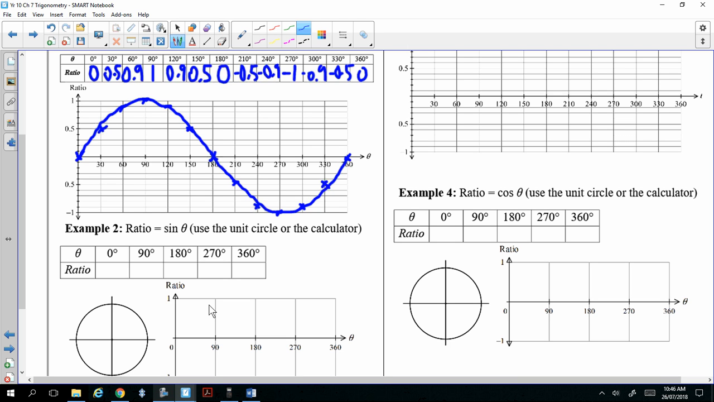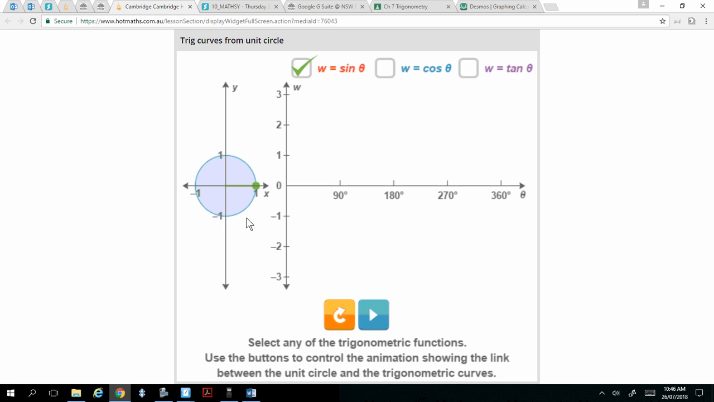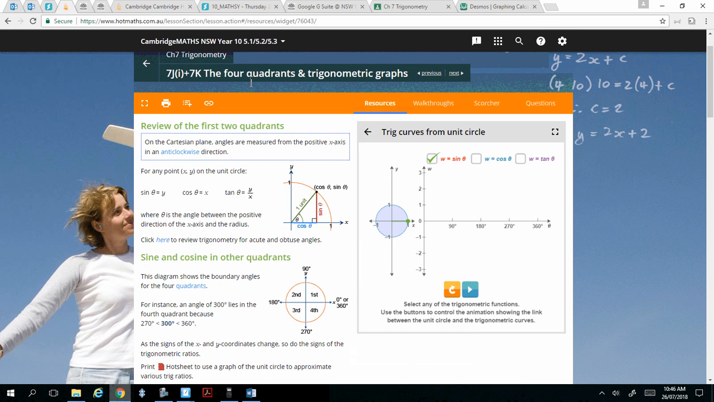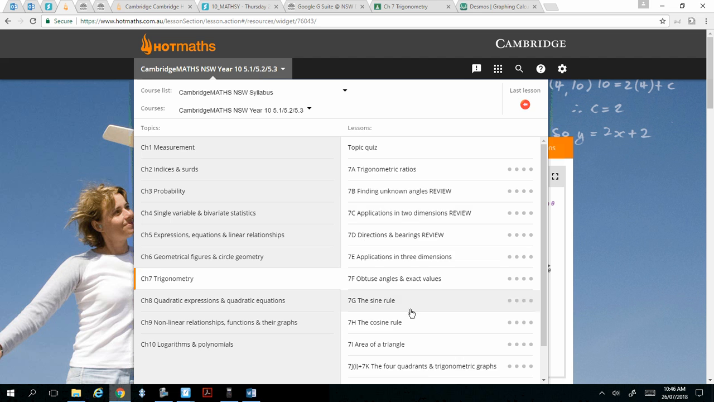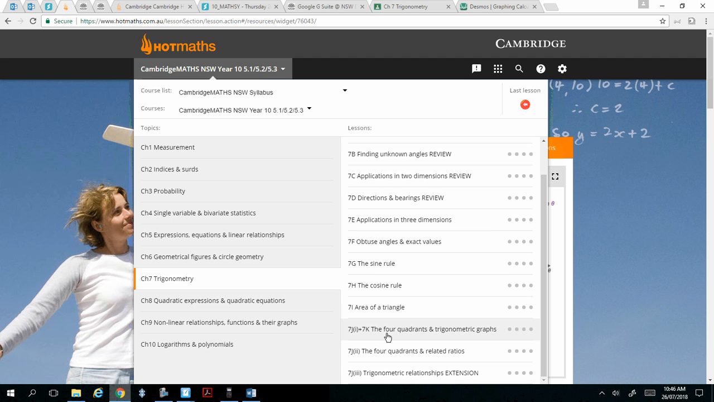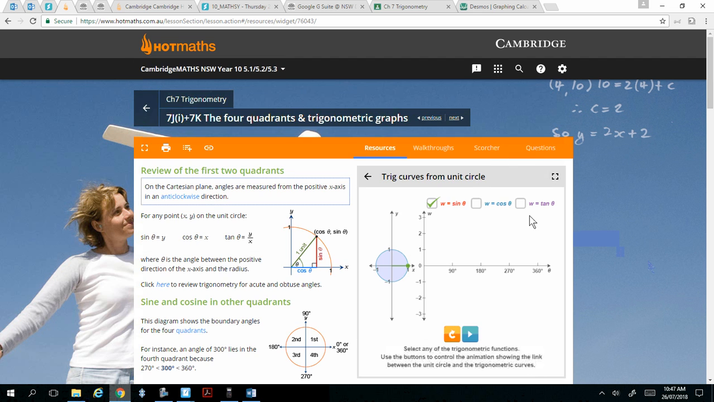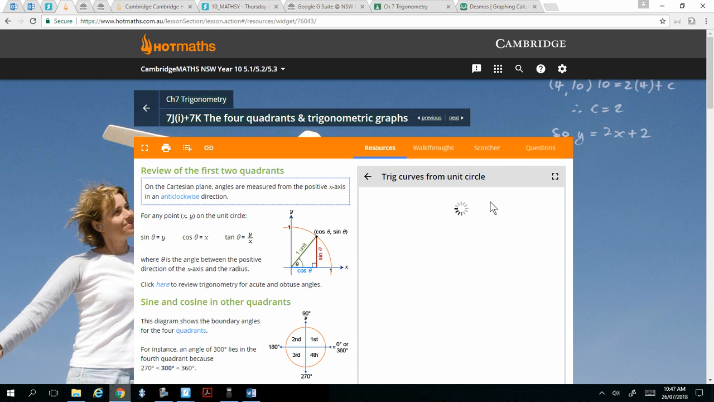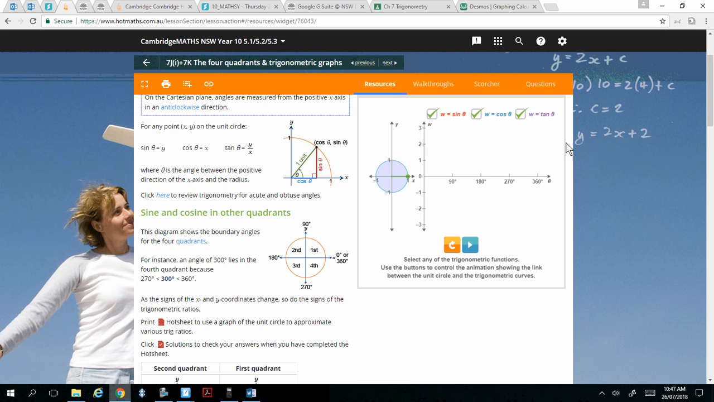Hopefully you're ready. Okay, so I'm going to show you an animation. If you haven't finished, can you please pay attention to the board? There's this widget available from HotMaths. All you have to do is search for it in this chapter, Graphs of Trig Functions. And if you click on resources, there's this widget, trig curves from a unit circle. You can click this button to enlarge it, which I have over here.